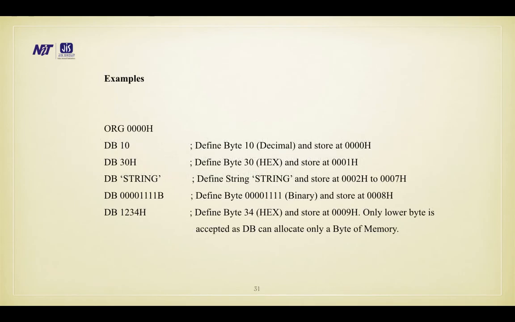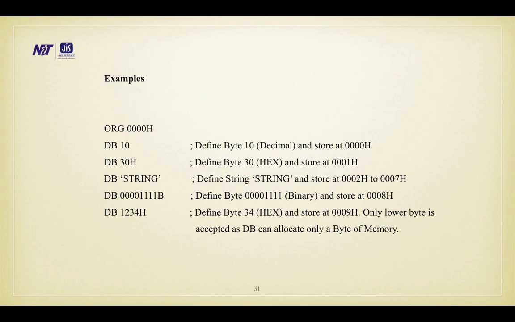Examples: ORG 00H, DB 10, DB 30H, DB 'string', DB 00001111B, DB 1234H. So, DB 10 indicates define byte 10 decimal and stored at 000H. DB 30H defines byte 30 hexa and stored at 001H. DB 'string' defines a string and stored at 002H to 007H.